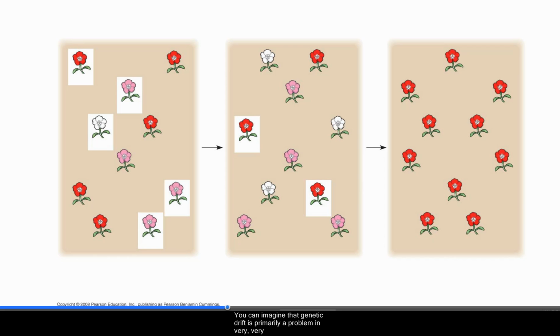You can imagine that genetic drift is primarily a problem in very, very small population sizes. So endangered species are often subject to this kind of issue with genetic drift. So their populations are already really small, and then they are losing more and more diversity because of random chance.